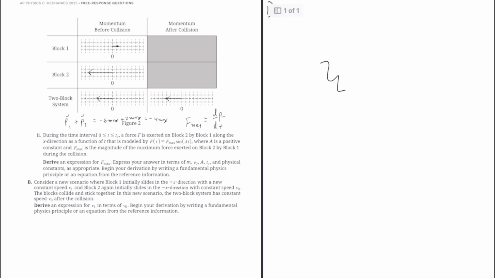Okay, let's start. We're given force as a function of time. So what should you immediately be thinking? Impulse, right? J equals delta P, which is equal to the integral from 0 to Tc of F of t dt.